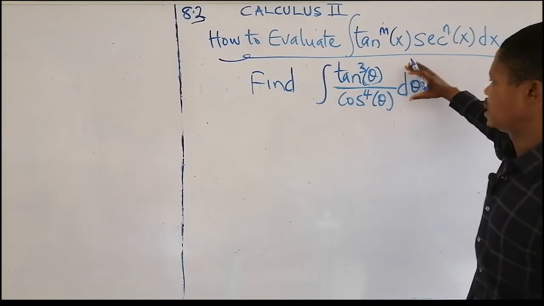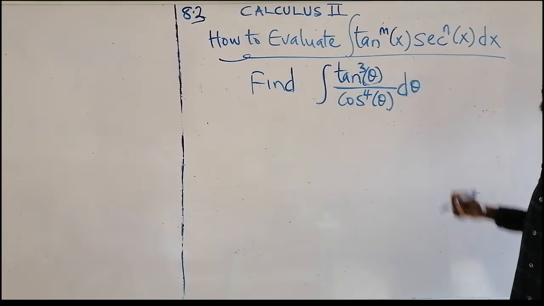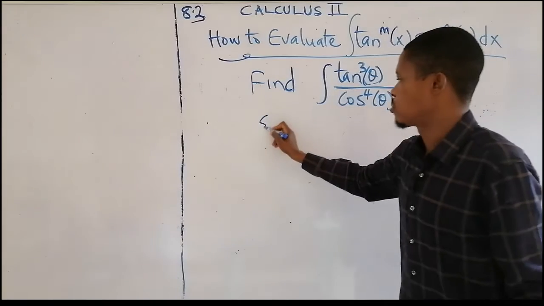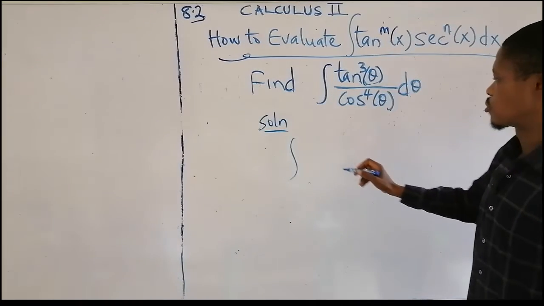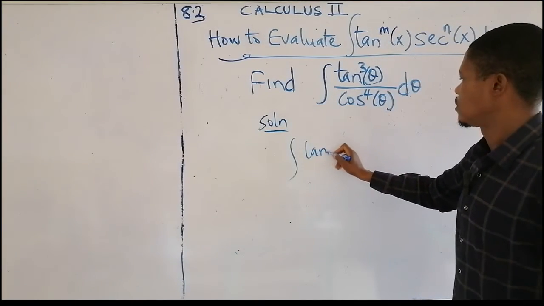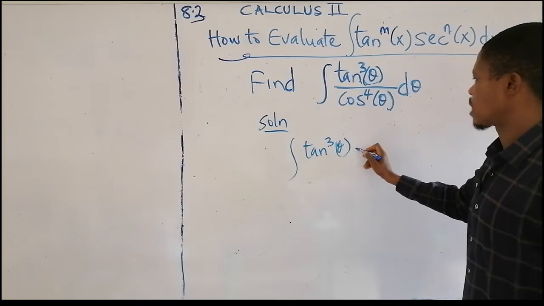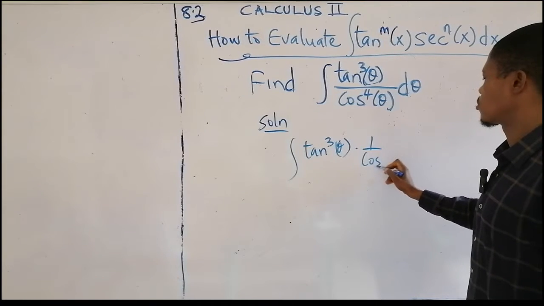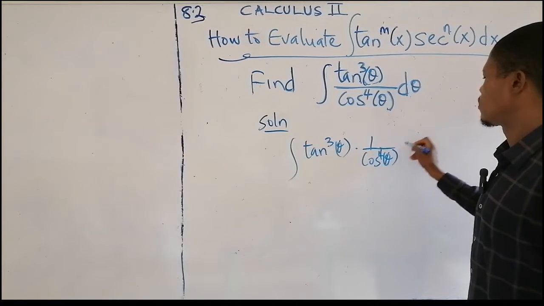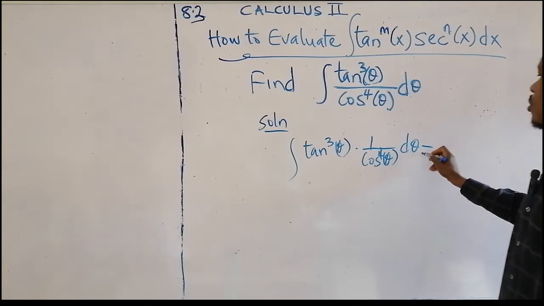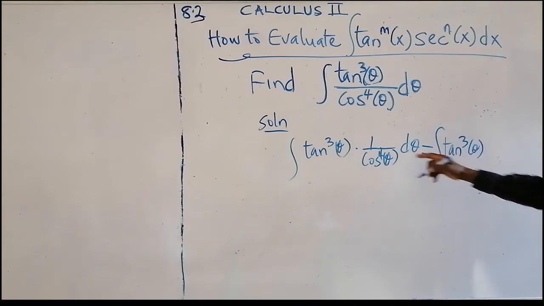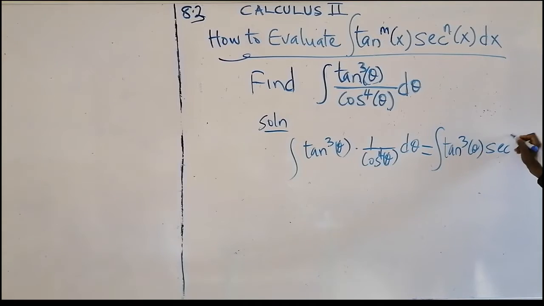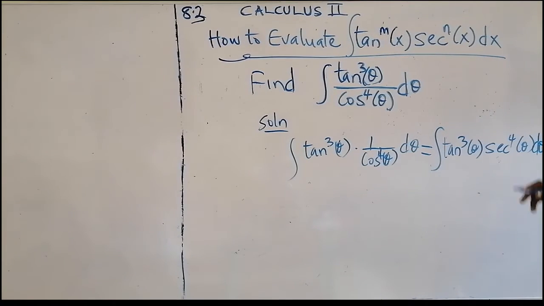Yeah, we have this question. Find the integral of this fraction. So the first thing we have to do, let's look at the solution. This will be equal to tan cubed theta times 1 over cos to the power 4 theta, d theta. And this will be equal to the integral of tan cubed theta times sec to the power 4 theta, d theta, since 1 over cos is sec.